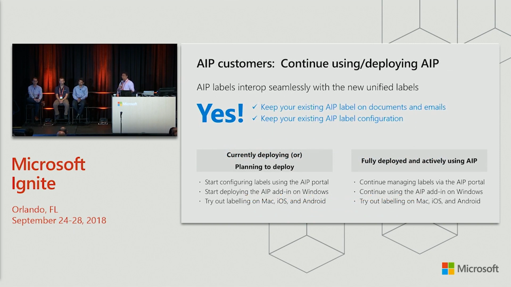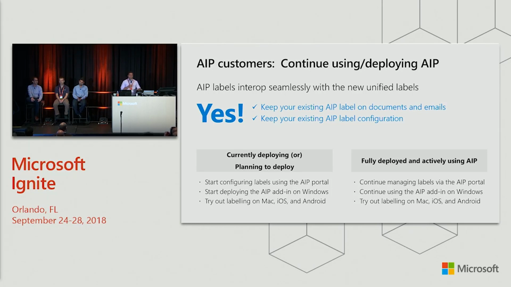AIP customers, should you be worried? Well, the answer is no, although it's got yes on the slide there. AIP labels interoperate seamlessly with the unified labels. It's the same stuff, which means that if you have the labels deployed today, don't worry, it will just work fine. Which is what Mike showed in the last demo with the Windows AIP add-in. The document that he labeled on another platform with the new unified labeling showed up correctly on Windows with the AIP add-in. That is how it's expected to work. That is how it works.